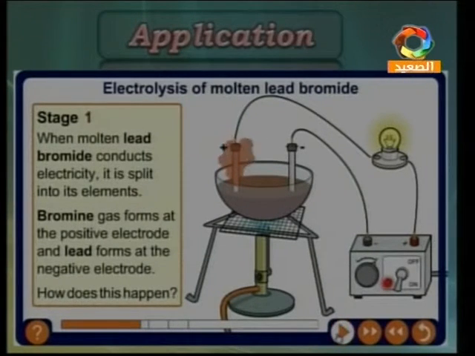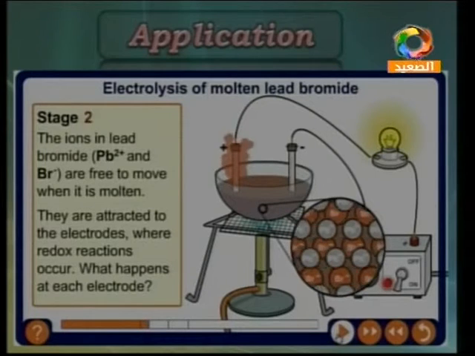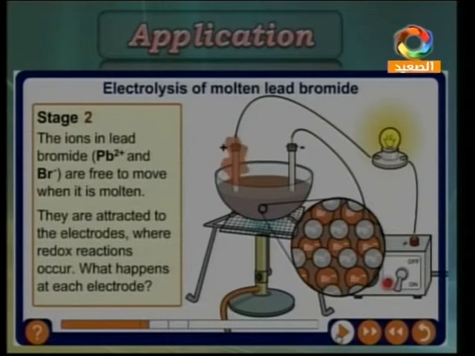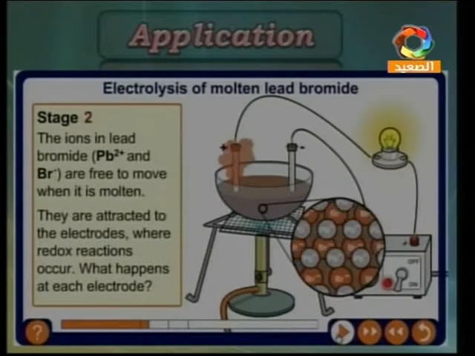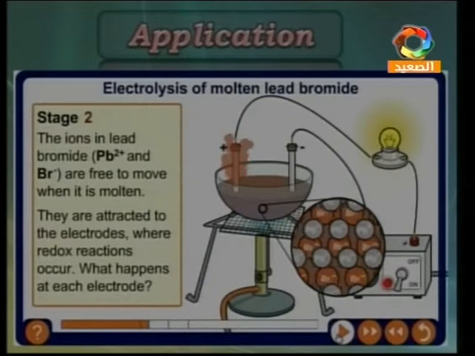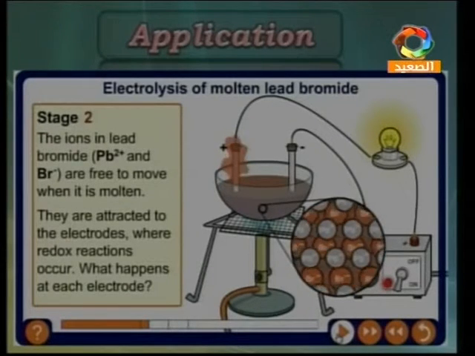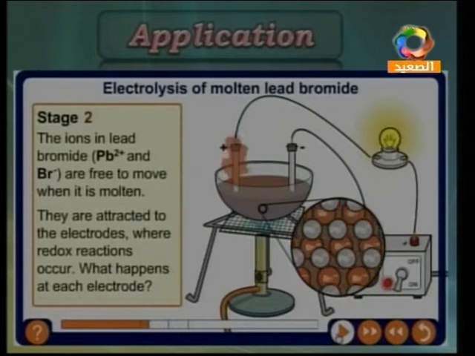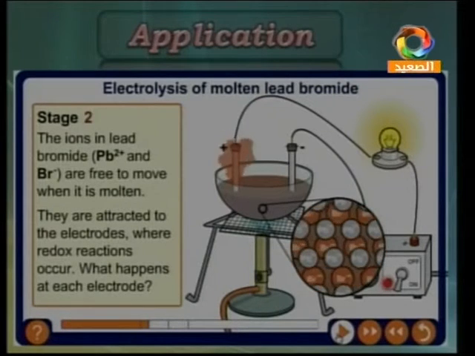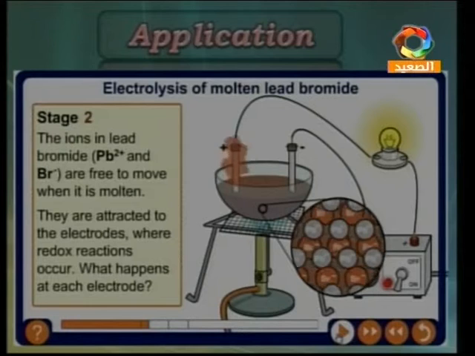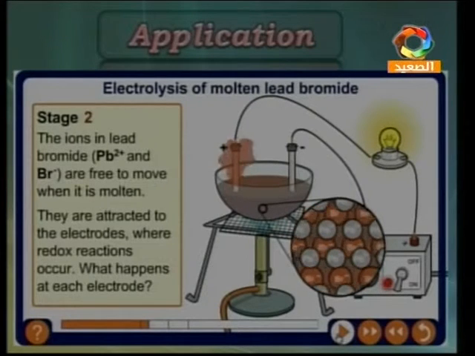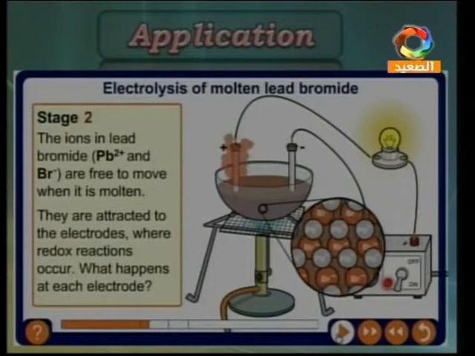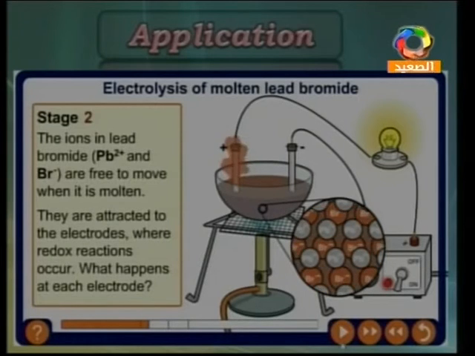After that we have stage number 2: the lead ions move freely, like the first one. They are free to move when it's molten. They are attracted to the electrodes, where the redox reaction occurs, at each type of electrode. That reaction is what happens at each one of these electrodes.